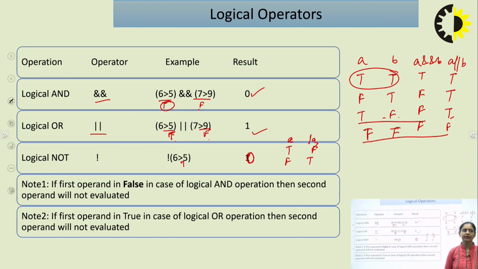in the logical AND. Similarly, if the first operand is true in case of logical OR, then the second operand will not be evaluated, because logical OR says if any one of the conditions is true, the result would be true.